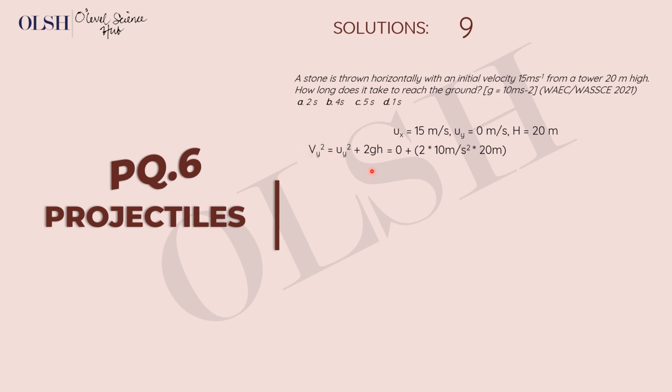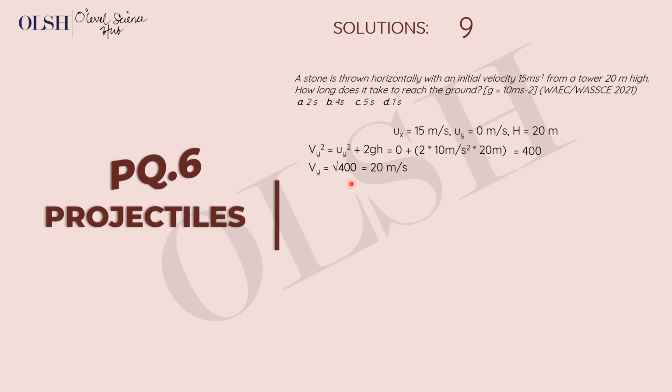So we have this formula v squared equal to u squared plus 2gh, and of course from what we can see, our initial velocity for the y-axis is 0. Our initial vertical velocity is 0. So we have 2 times g times h, which is equal to vy squared. So that will give us vy squared is equal to 400. Then we find the square root of both sides. We'll have vy equal to root 400, which is equal to 20 meters per second.